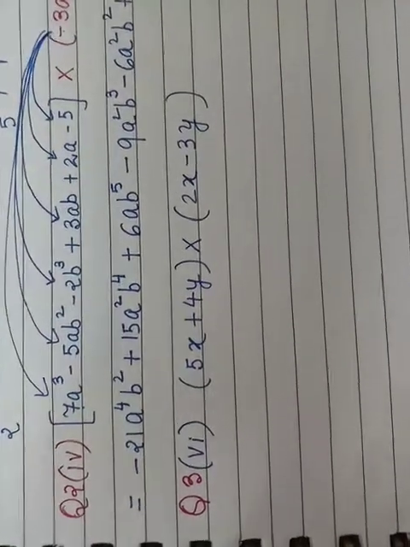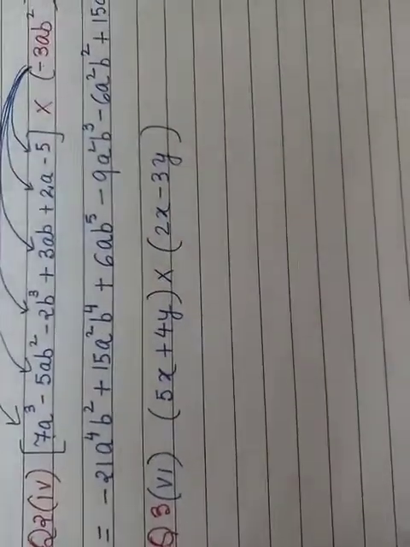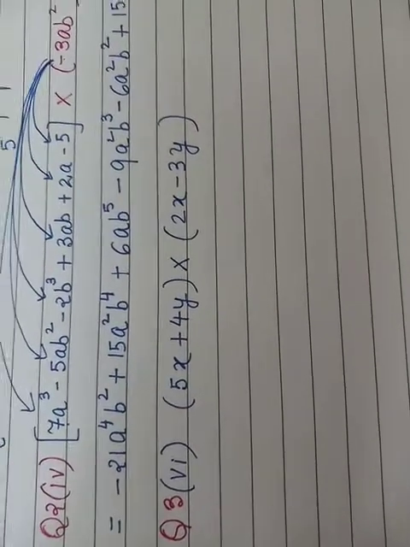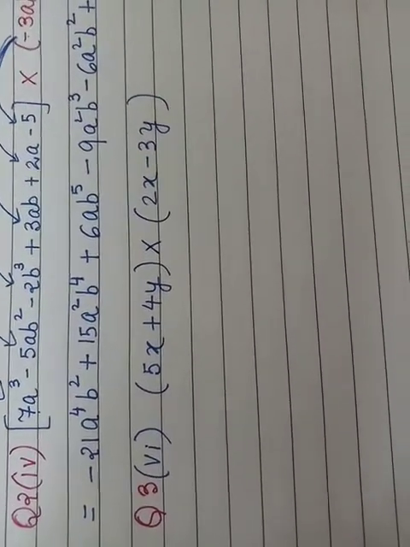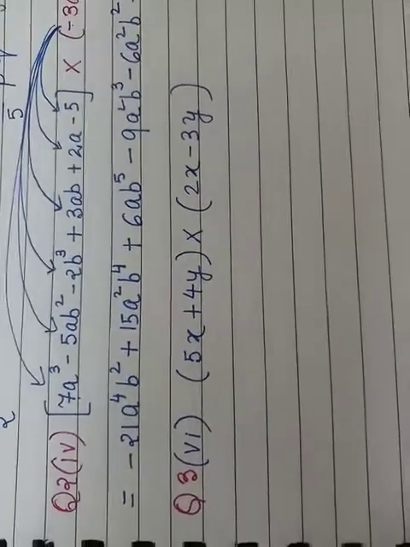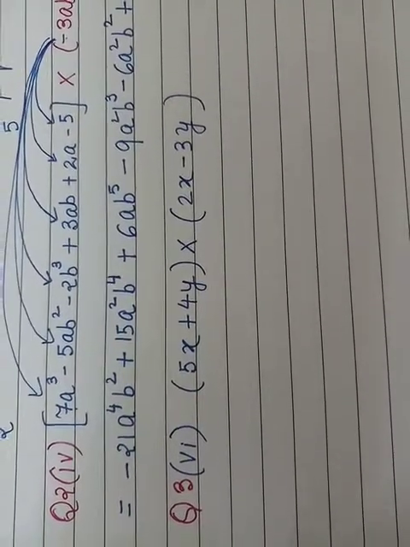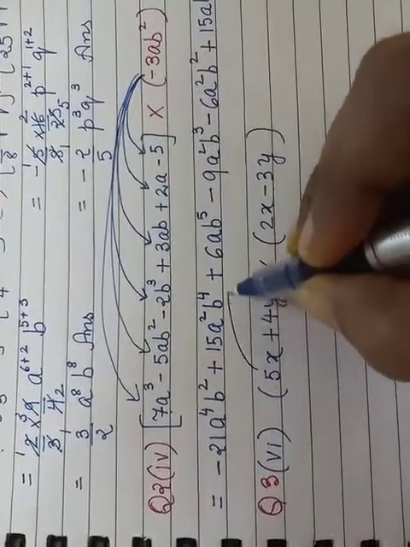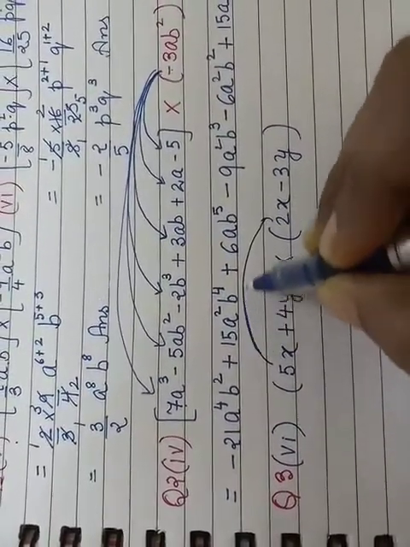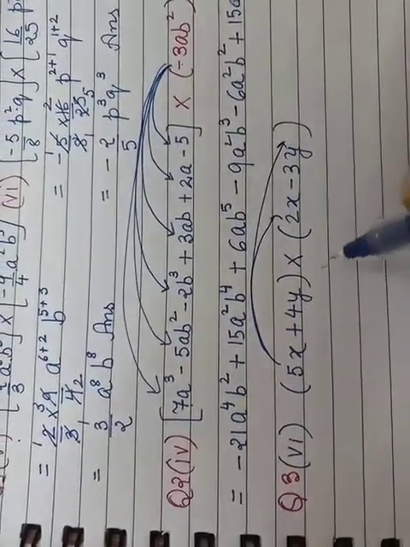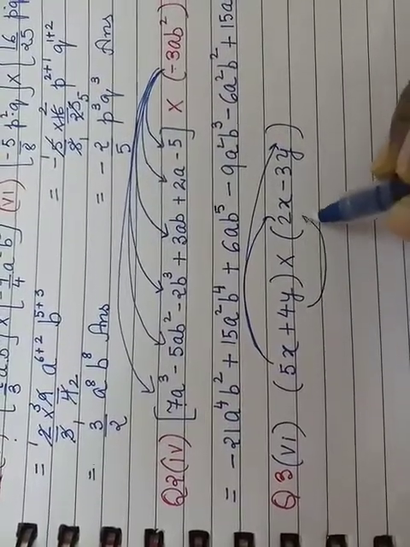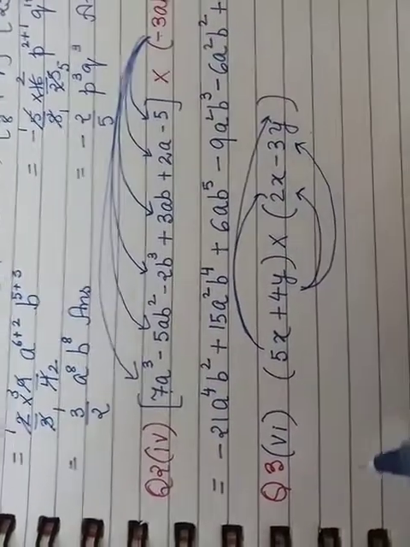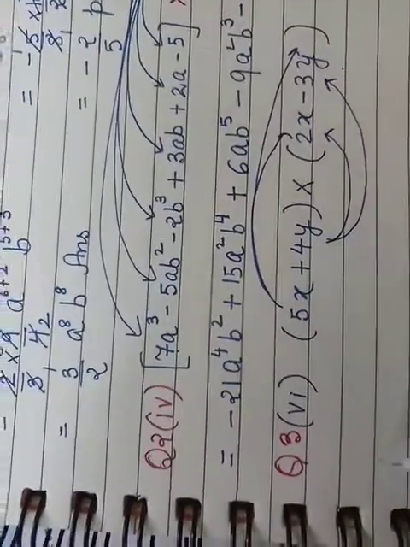See, again we can do the multiplication in two ways, that is horizontal multiplication and vertical multiplication. I am going to teach you this question with both the methods. So firstly I am going to teach you with the horizontal method. So that means this 5x is multiplied with 2x as well as with minus 3y. Similarly this 4y is multiplied with 2x and minus 3y. So how do I write it?